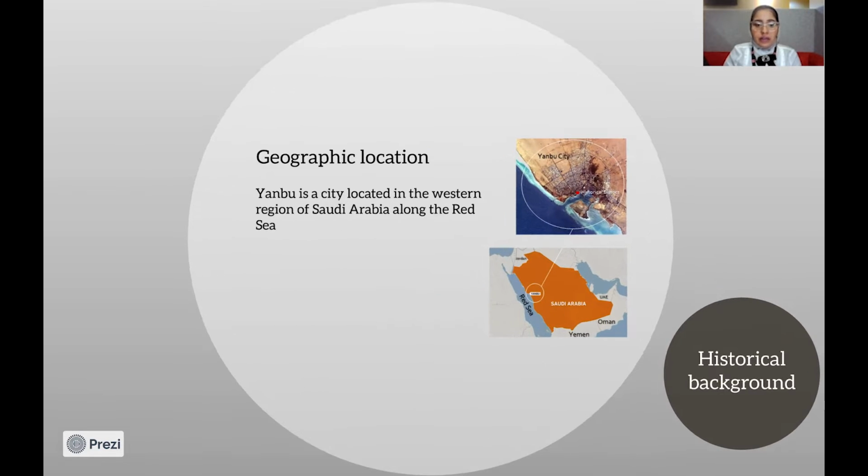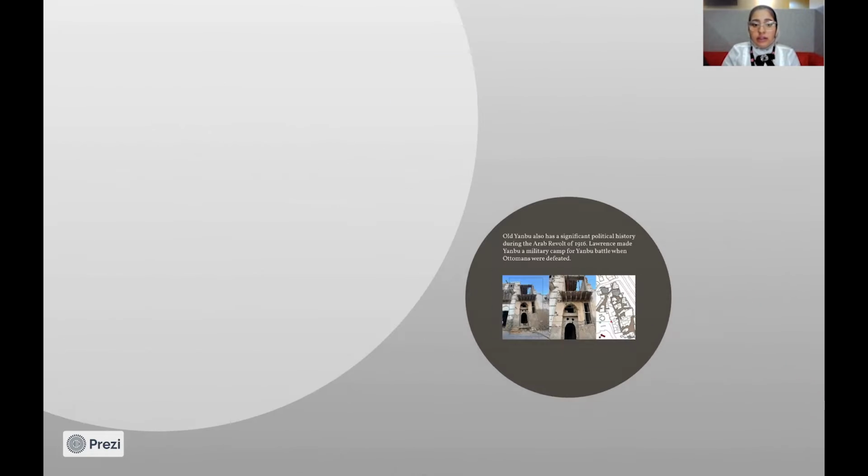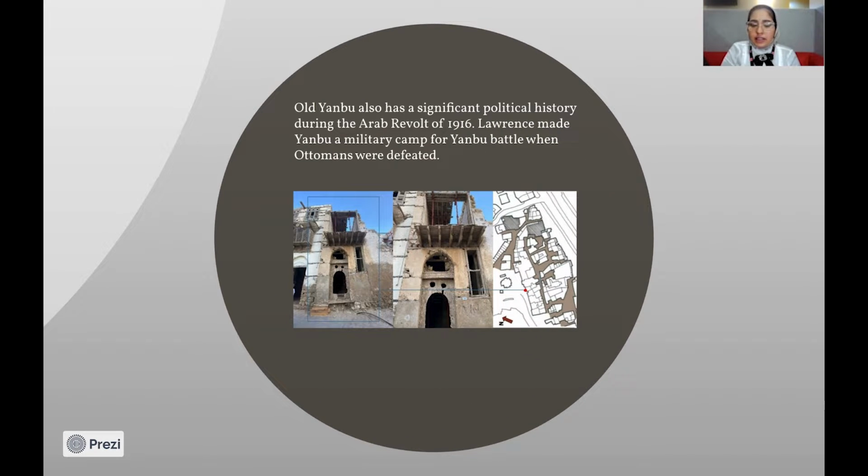So, geographic location, Yanbu, it's a city located in the western region of Saudi Arabia, along the Red Sea, as you can see in these two pictures. Historical background, Old Yanbu also has a significant political history and events during the Arab Revolt of 1916. Lawrence made Yanbu a military camp for the Yanbu battle when the Ottomans were defeated, and during that time, he took this house for his residence.